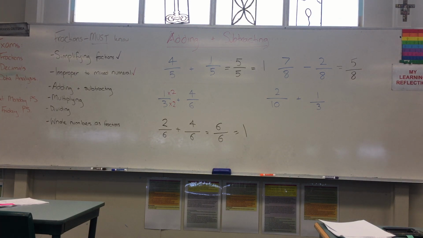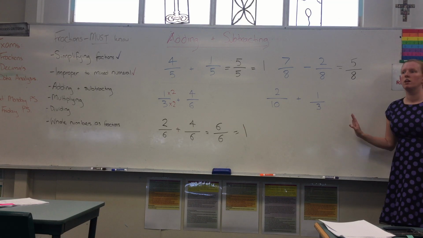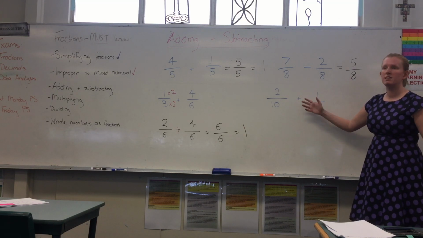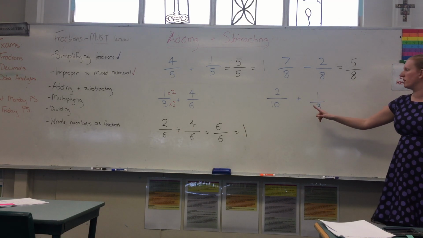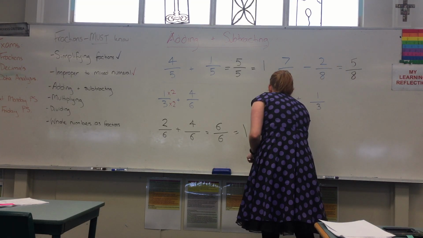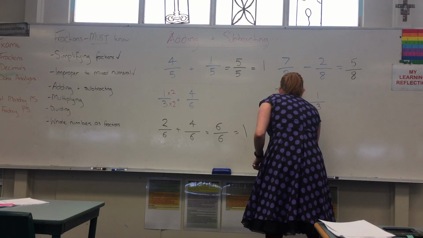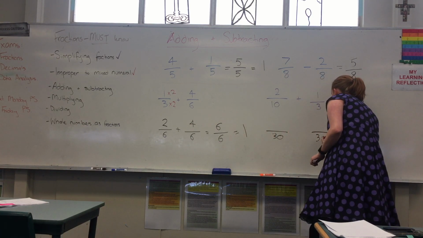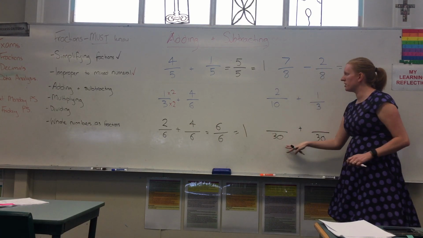30. Awesome. Well, how did you come up with that number? It's because 3 goes into 30 and 10 goes into 30. Yeah, cool. If you multiply them together, you're bound to get a number that they'll both go into. So, 10 times 3 gives us 30. So, I want them both to be over 30.